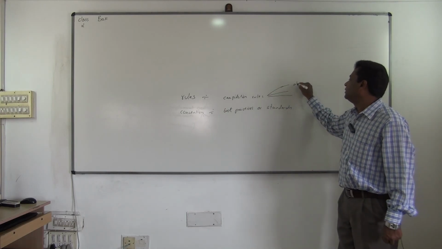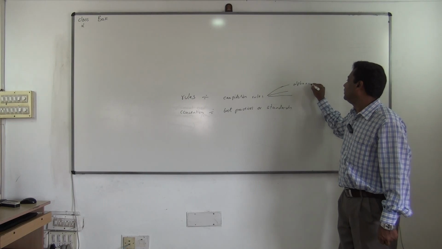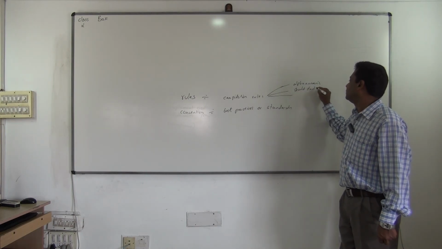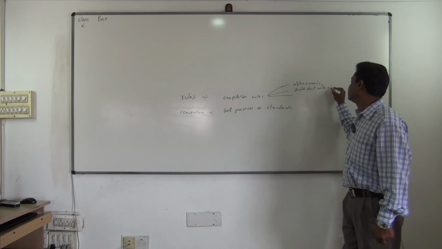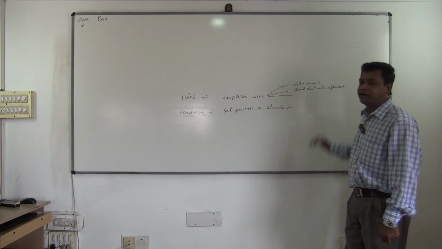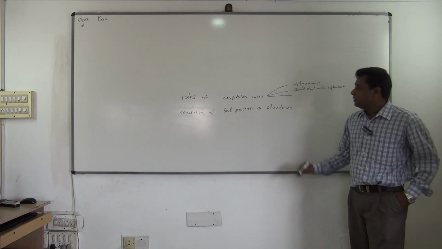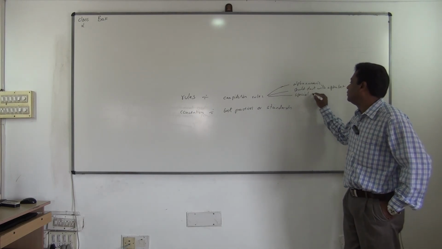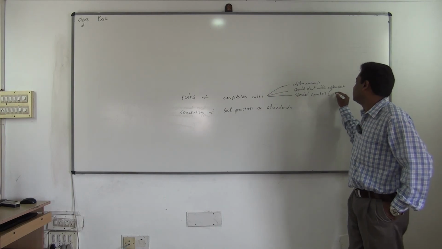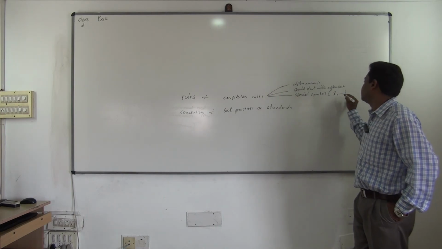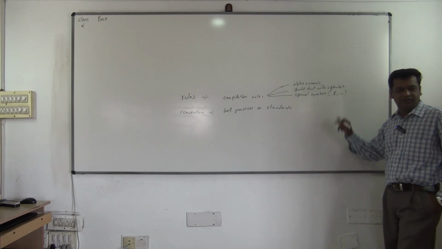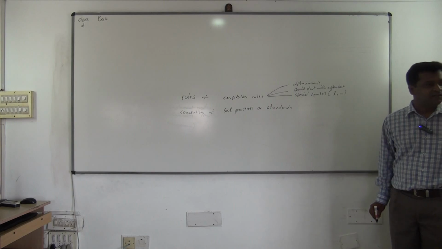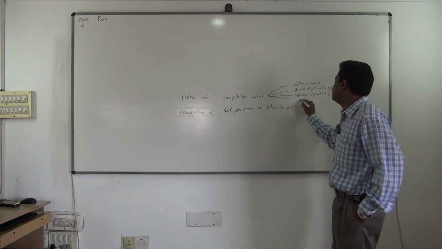What are the rules? It should be alphanumeric. It should start with an alphabet, because it's an identifier. End of the day, it's an identifier. Which special symbols can you use here? Only 2 symbols: dollar and underscore. Not comma. Only 2 symbols. And there should be no space. These are all the rules which will come.